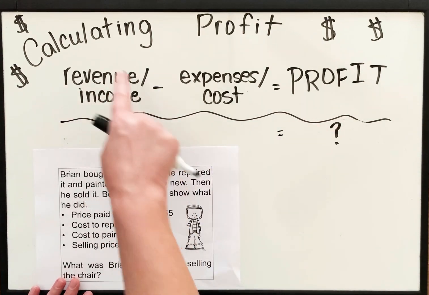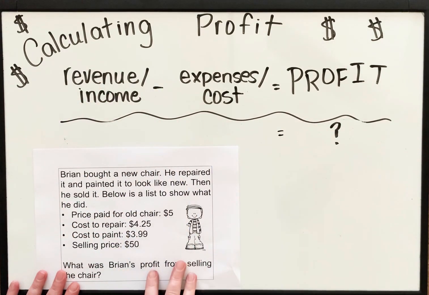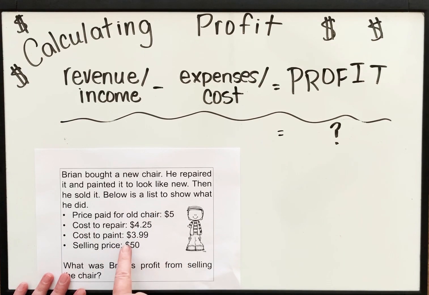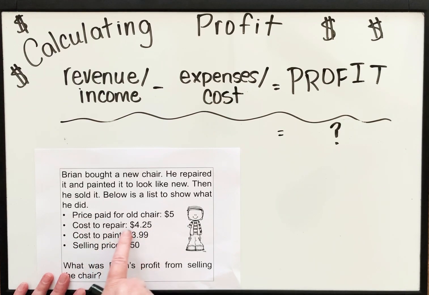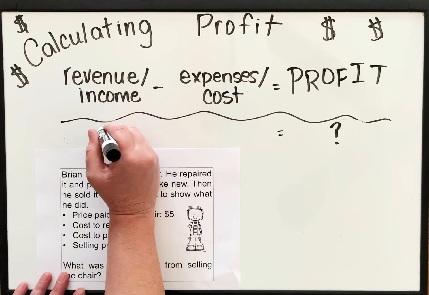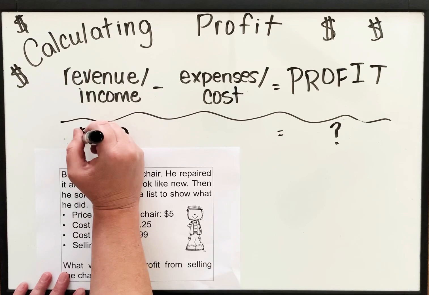So let's look for our income. What was his revenue? How much money did he make selling this chair? So I've got some numbers. Let's look and see what our revenue is. Price paid for a chair. Now, if you're paying for a chair, that means you're buying a chair. That's not your income when you buy it. When you buy it, you're giving your money. Cost to repair. So when you repair a chair, that's not your income. When you paint a chair, that's not your income. Selling price, $50. So here I see when he sold it for $50. That is his income. He sold it, $50.